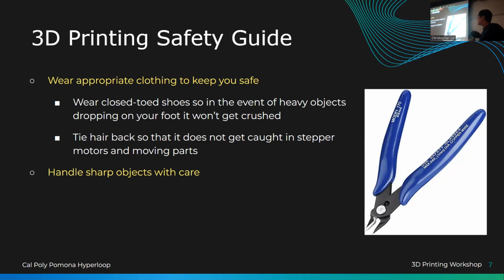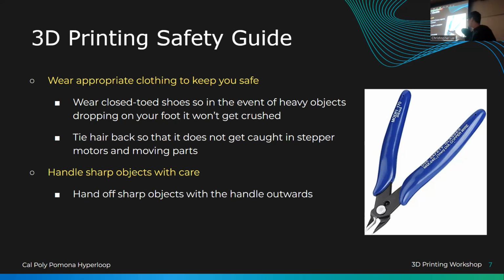The thing about this one is you don't want to hold it by the handle with the sharp points out, just in case Sam asks me for these wire cutters and I go to give it to him and I trip and stab him, right? And that might happen. So whenever you're handling sharp objects, you want to hand off sharp objects with the handle outwards. So you're going to grab the wire cutters with the sharp end facing you and the blunt end facing the other person. Because if worst comes to worst, you're going to stab yourself, not the other person.